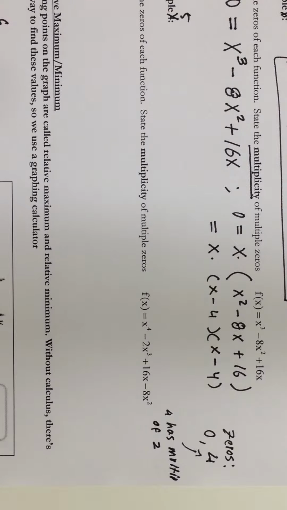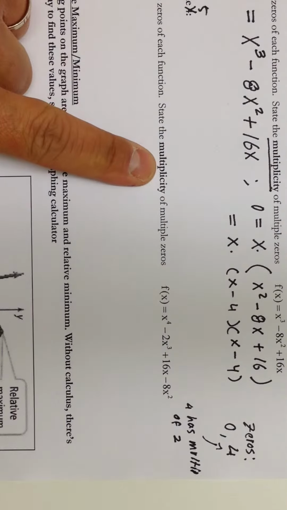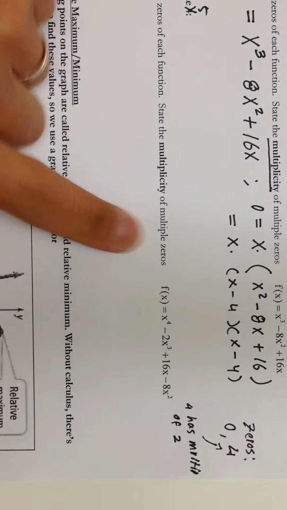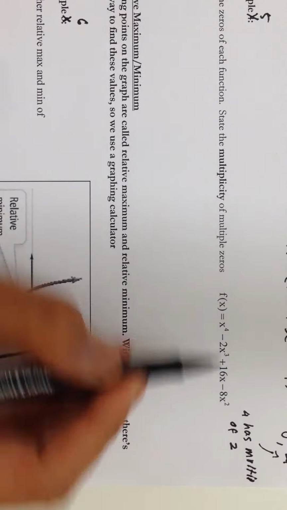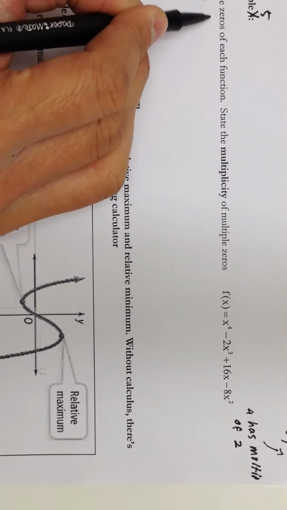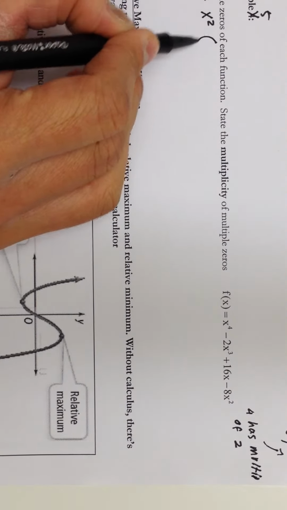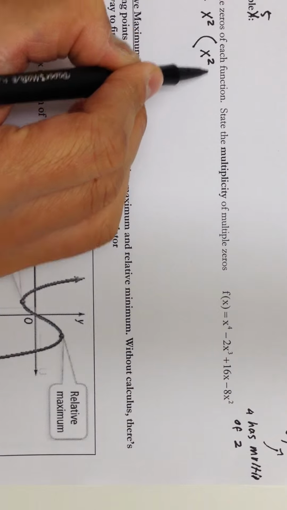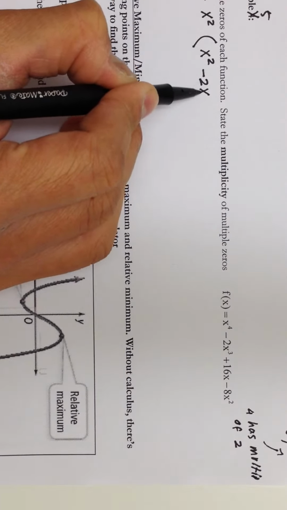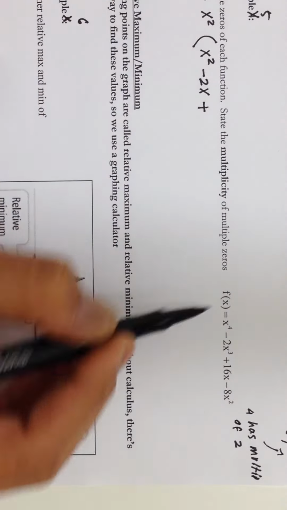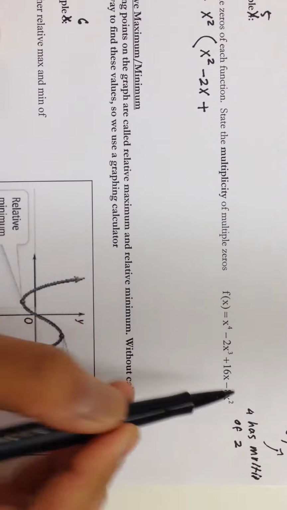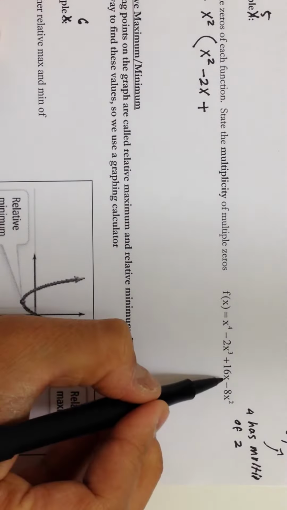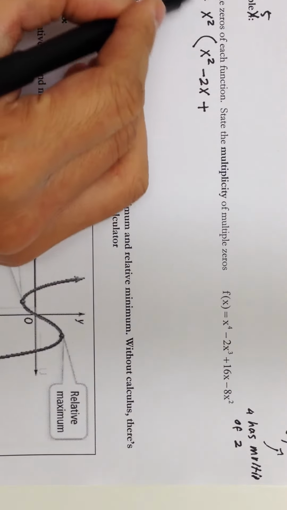Let's do one more. Find the zeros and state the multiplicity of the multiple zeros. I'm going to go ahead and factor out an x squared. So set that equal to 0. Factor out an x squared. I have x squared minus 2x plus... Actually, I can't factor out an x squared. I can only factor out an x. So I have to factor out an x.